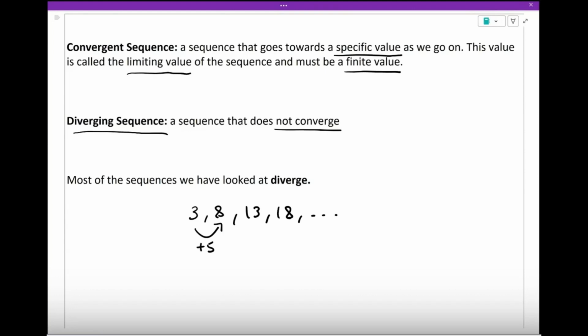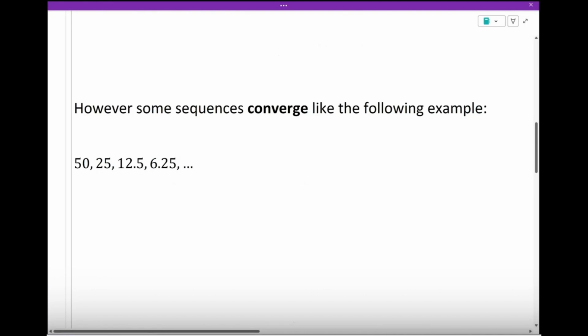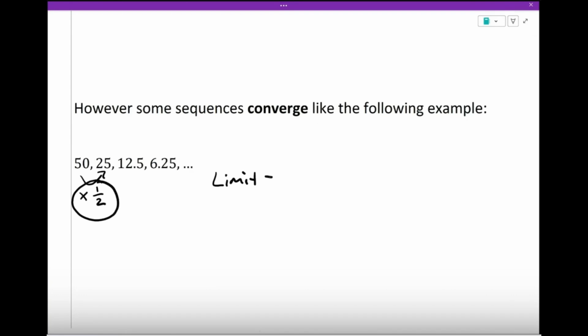Now let's have a look at an example of a converging sequence. So 50, 25, 12.5 and so on. It seems we're dividing by 2 each time, or multiplying by a half. So this sequence is going to get smaller and smaller because we're multiplying by a half each time. However, there's no reason for the sequence to become negative because this number we're multiplying by is not negative, it's a positive value. Therefore, if we keep getting smaller but never get negative, this sequence is going to converge towards 0. So we would say that the limit is equal to 0.